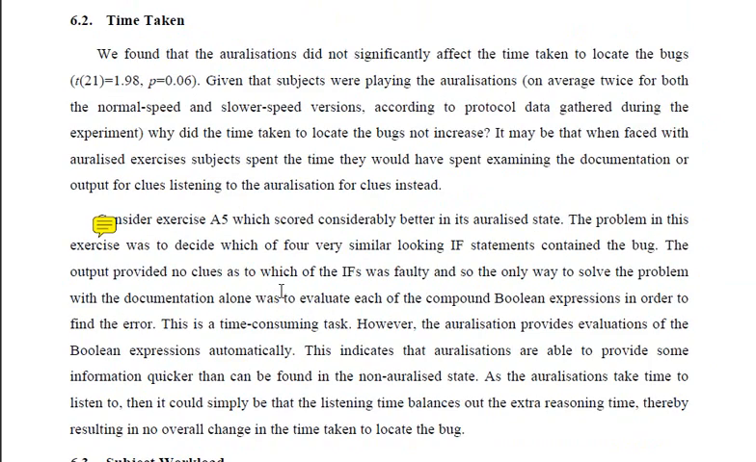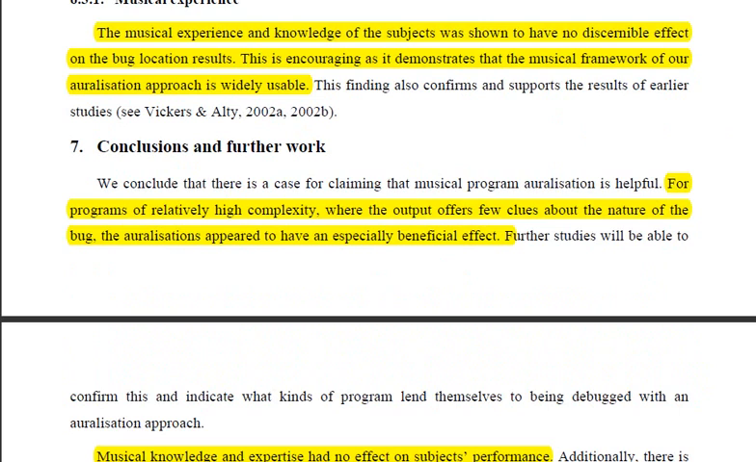But that discussion is an interesting discussion and something that's plausible. If the textual representation doesn't help you, the oralization might be a good ancillary communication channel, like it is in surgery where it records the person's heartbeat. It's interesting as well just to go through the points in the conclusion. I've highlighted them. For programs of relatively high complexity where the output offers few clues about the nature of the bug, the oralizations appear to have an especially beneficial effect. Note the word appeared. Because they don't have very rigorous data on that, they can say words like suggest or appeared. They can't say did have an especially beneficial effect.